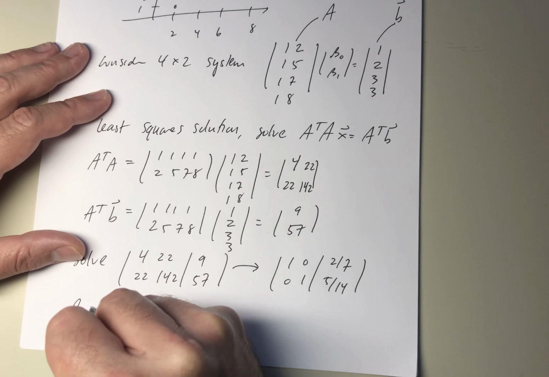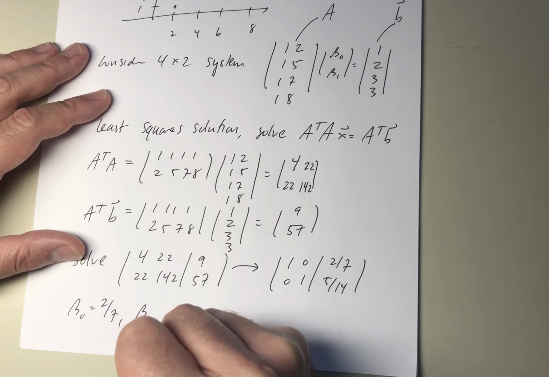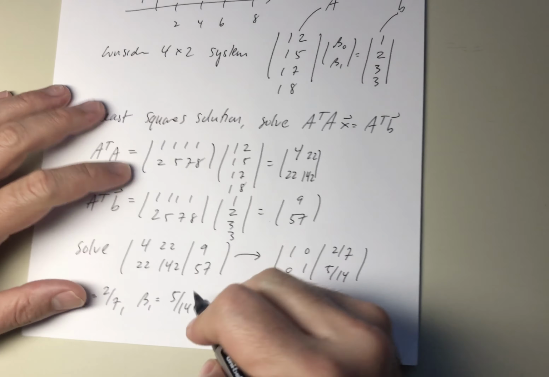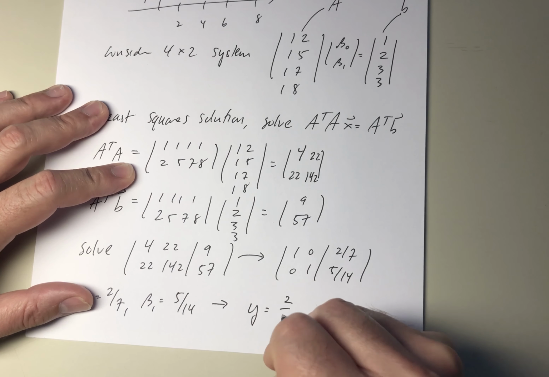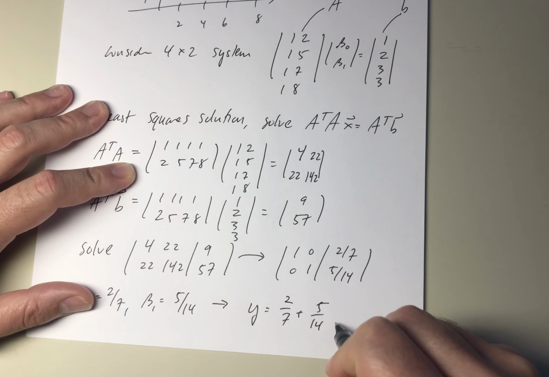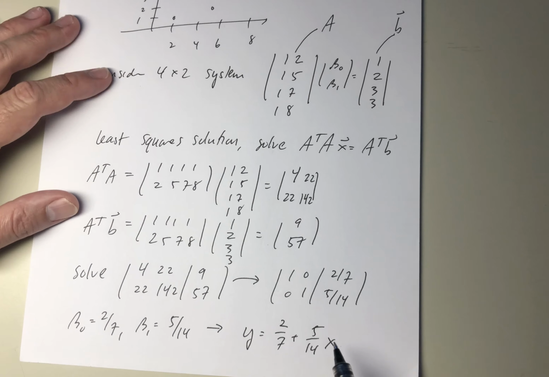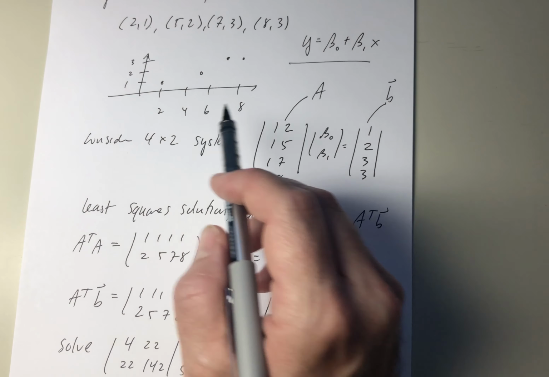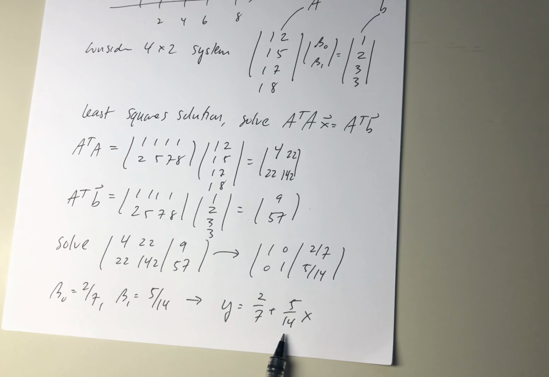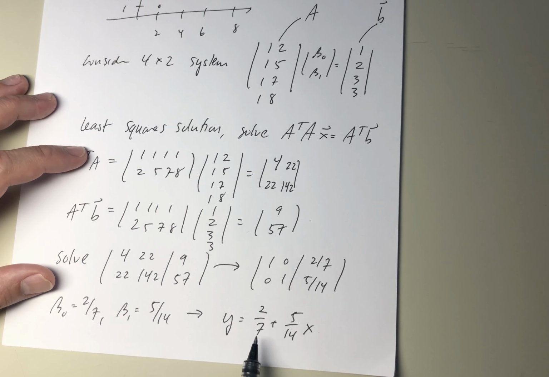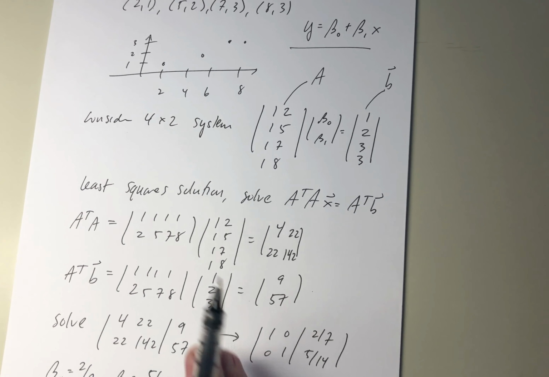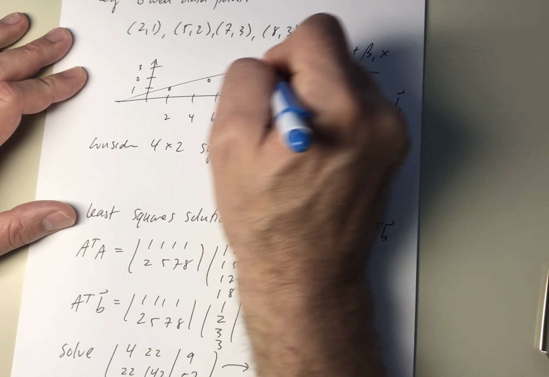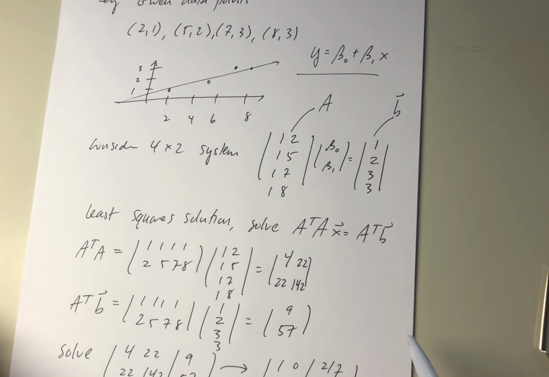This is now telling me that beta naught is 2/7, beta 1 is 5/14. So what this is telling me is that the line that I want is y equals 2/7 plus 5/14 x. And let's see, does that make sense? I don't know if you can quite see my diagram here, but this is telling me that it's a slope that's around 1/3 and a y-intercept that's also around 1/3. And that makes sense, right? I'm expecting a positive slope here, and it looks like something like that would be the best fit line.